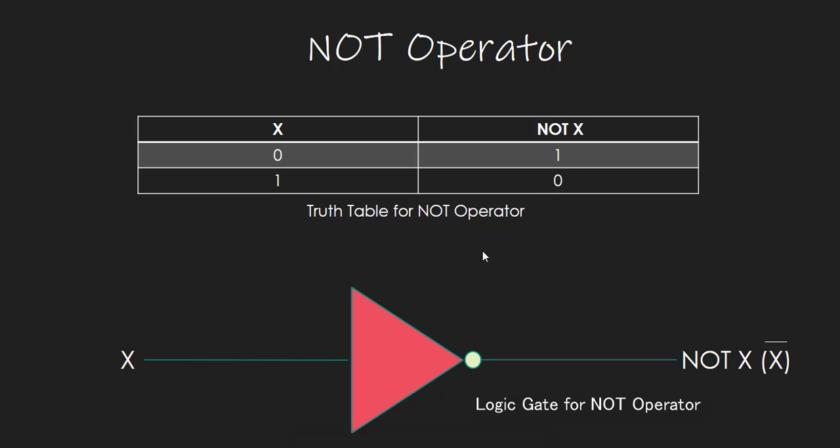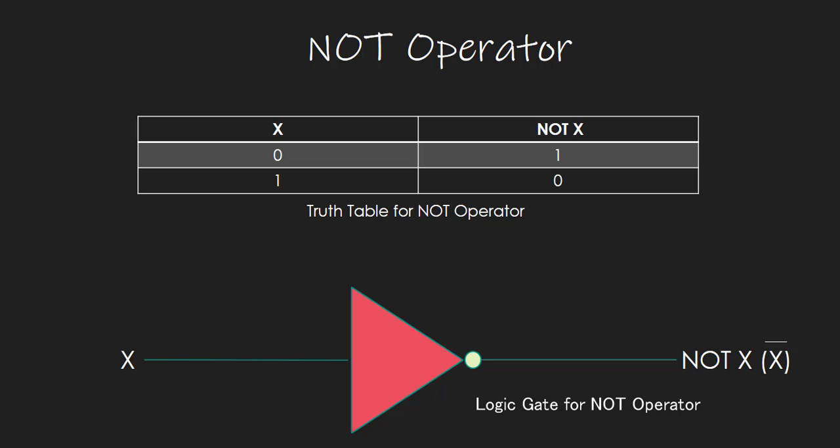Also, we can represent this not operator by using a not gate. Gates are electronic circuits that receive one or more inputs and produce one output. They are generally electric circuits that receive one or more input signals and give only a single output, like the one shown here. So it is the logic gate for the not operator.